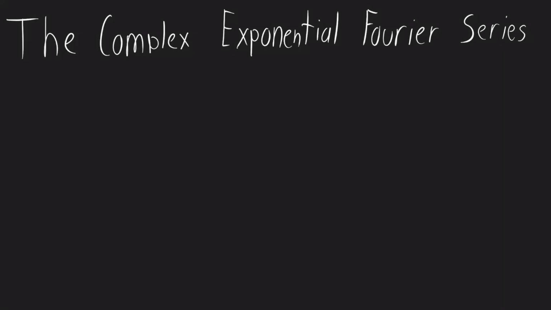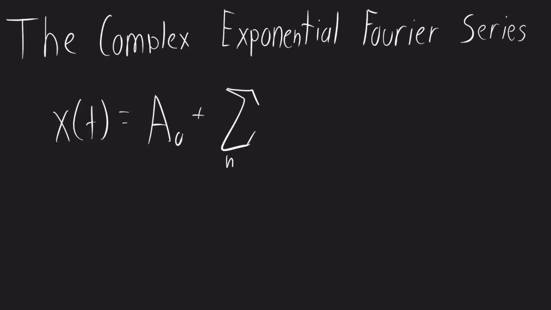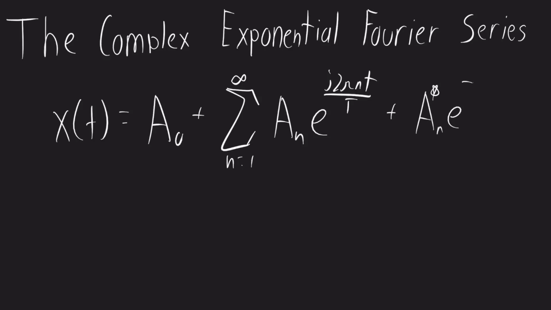The Fourier series states that any periodic function can be expressed as a sum of cosines with different amplitudes and phase shifts. This equation models behavior. x of t is equal to a naught plus the summation from n equals 1 to infinity of a sub n times e to the j 2 pi n t over big T plus the conjugate of a sub n times e to the negative j 2 pi n t over big T.